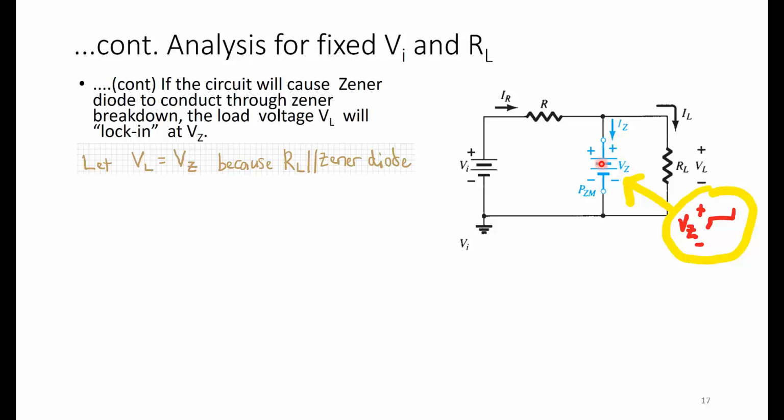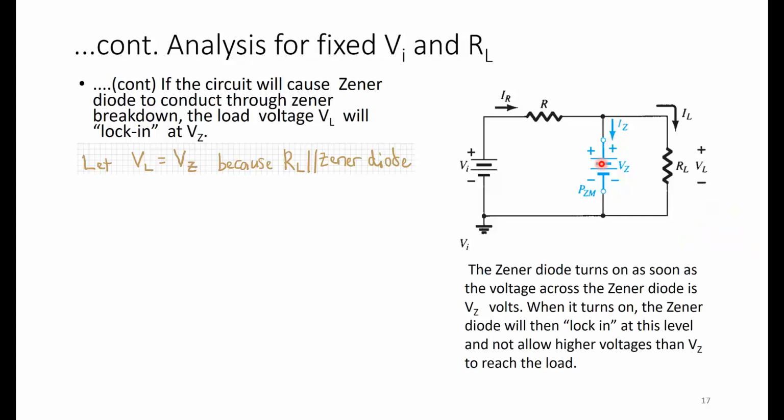Okay. So, in the Zener diode, as soon as the voltage across it is VZ volts, it turns on, and the Zener diode will then lock in at this level and not allow higher voltages than VZ to reach the load. So even if Vin keeps on increasing, VL will remain constant because it is in parallel with VZ that has locked at that value. Any other increase of Vin, the voltage drop will be across this input resistance R.